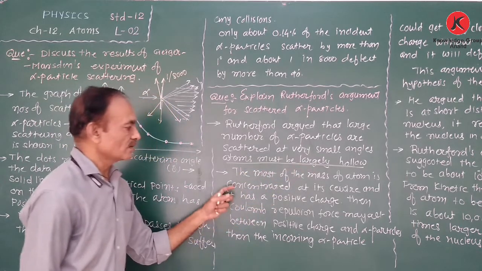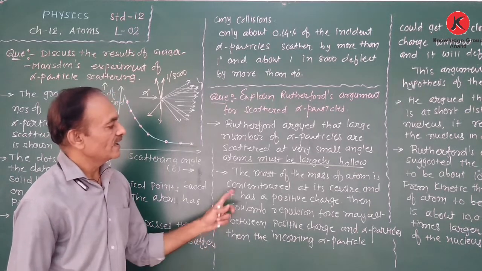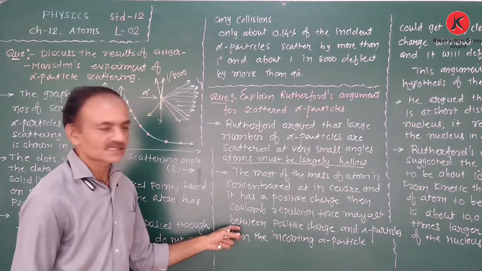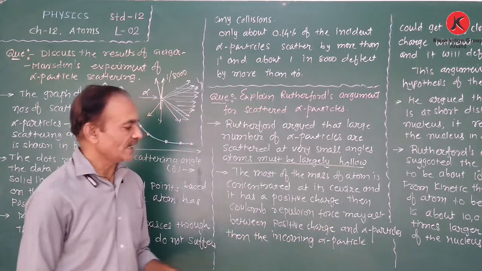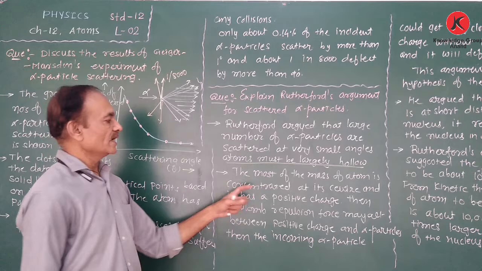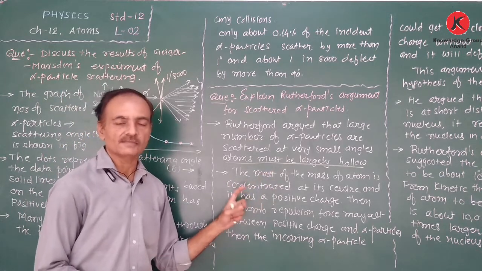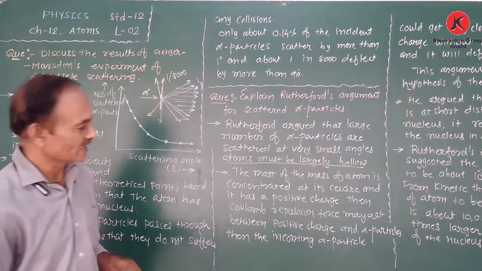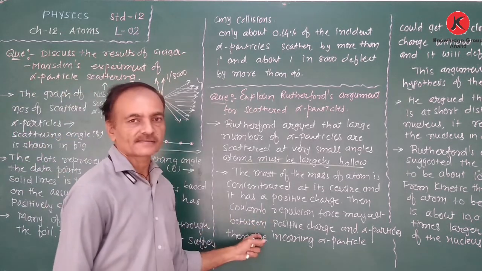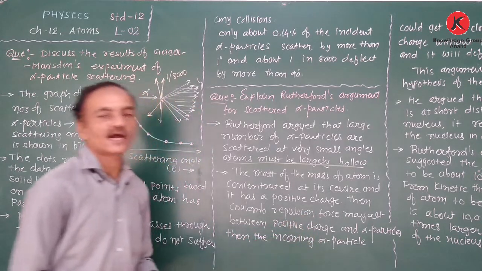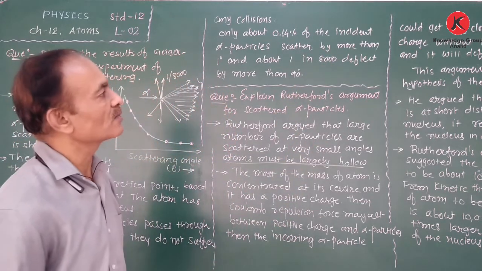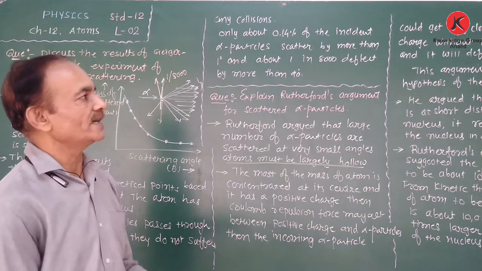Now, most of the mass of the atom is concentrated at its center and it has a positive charge. Then a Coulomb repulsion force may act between the positively charged nucleus and the incoming alpha particle. The incoming alpha particle could get very close to the positively charged nucleus without penetrating it, and it will be reflected.